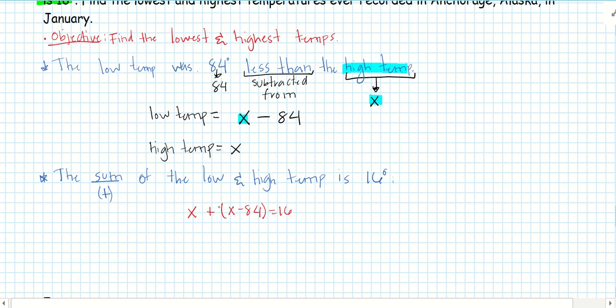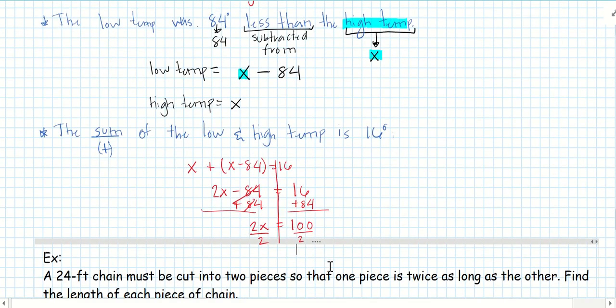Now if I add them, I can see that I can combine the X values. So I will end up with 2X minus 84 equals 16. Now I can add 84 on both sides. This cancels, so I end up with 2X equals 16 plus 84, which is 100. If we divide by 2, X equals 50.